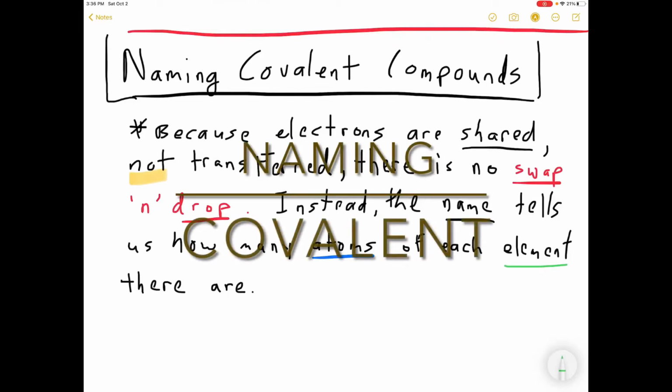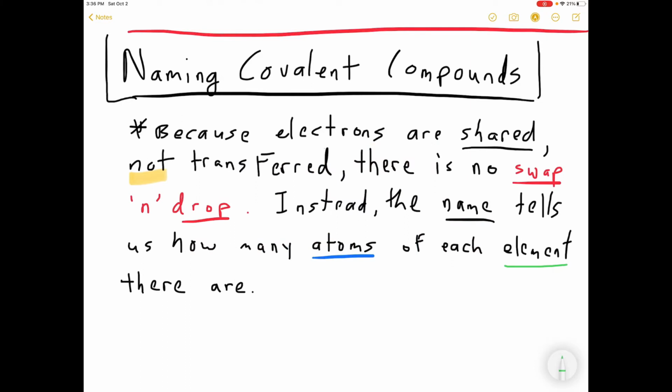Now we get on to naming covalent compounds. One thing to remember is that because electrons are shared and not transferred like in an ionic compound, there is no swap and drop. Before, we would look at the periodic table to get the charge of the cation and the charge of the anion, swap those charges and then bring them down or drop them as subscripts. That's not going to work anymore because they're not transferring electrons.